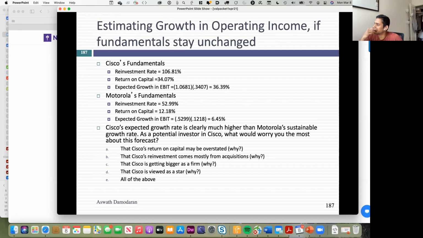Yeah. We're looking at expected growth based on past reinvestment and return on capital. It doesn't have to be, right? Who makes the judgment?